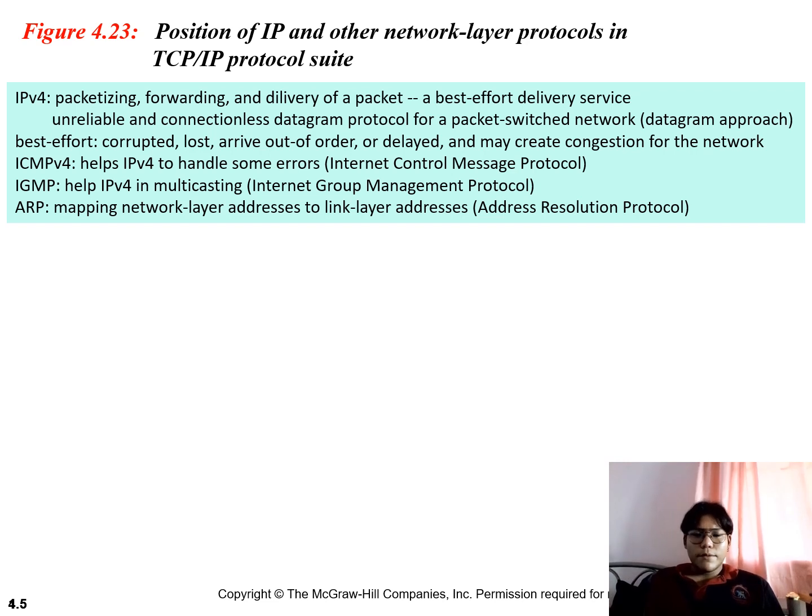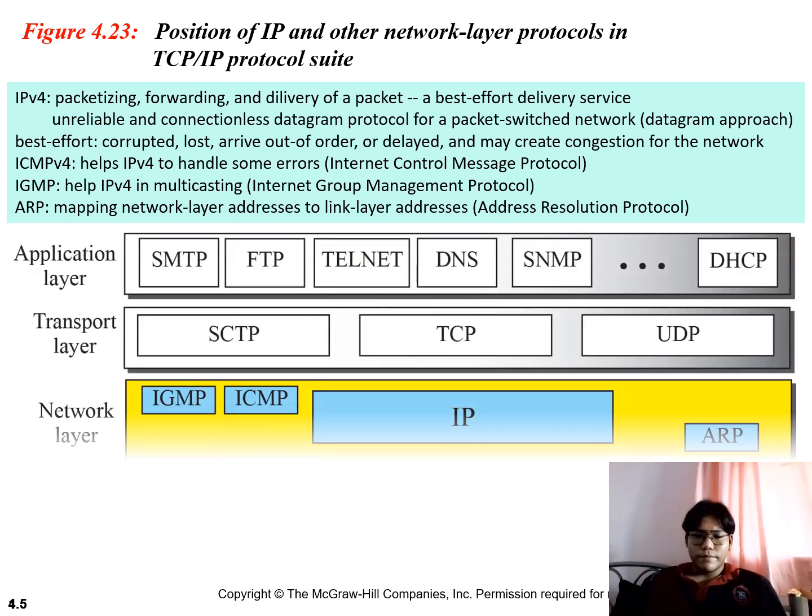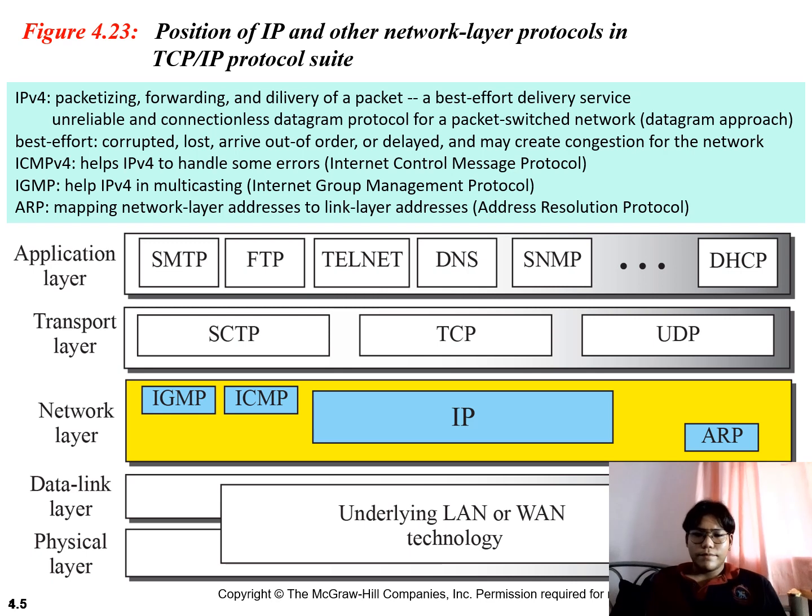ICMPv4, the Internet Control Message Protocol, helps IPv4 to handle some errors. IGMP, the Internet Group Management Protocol, helps IPv4 in multicasting. ARP, the Address Resolution Protocol, maps network layer addresses to link layer addresses, like this.